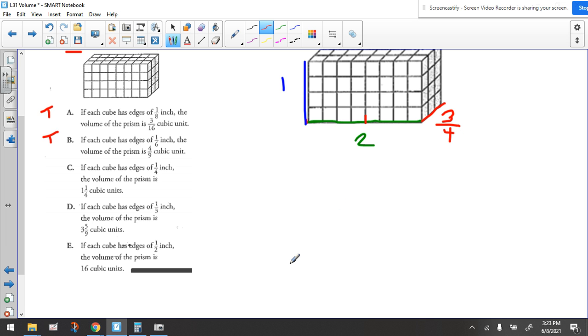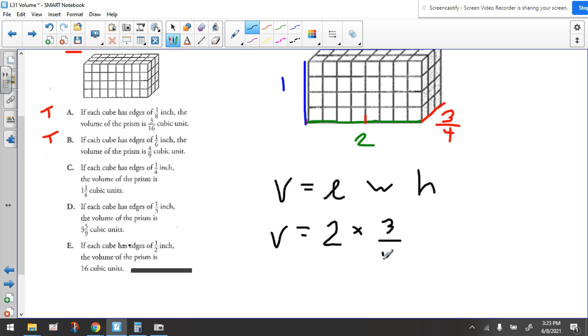All right, so now let's find the product of 1 times 2 times 3/4, because remember, the formula for volume is length times width times height. Volume equals, we'll call this the length, we'll call this the width, and let's call this the height. All right, and we can reduce going this way. 2 goes into that once, 2 goes into that twice.